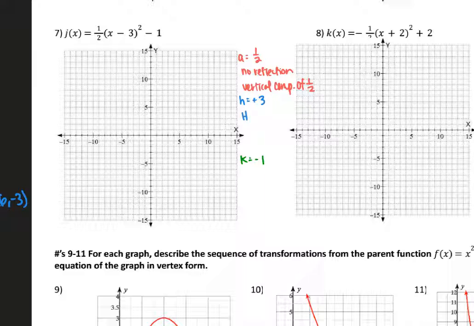H, we know there's a horizontal translation. Since it's positive, we're going right 3. And then K is negative 1, which means that there's a vertical translation, and we're going down 1. All right, so now let's go ahead and graph. Again, I'm going to start with my parent function just so I can have a reference for my graph, since all the transformations are in relation to our parent function.